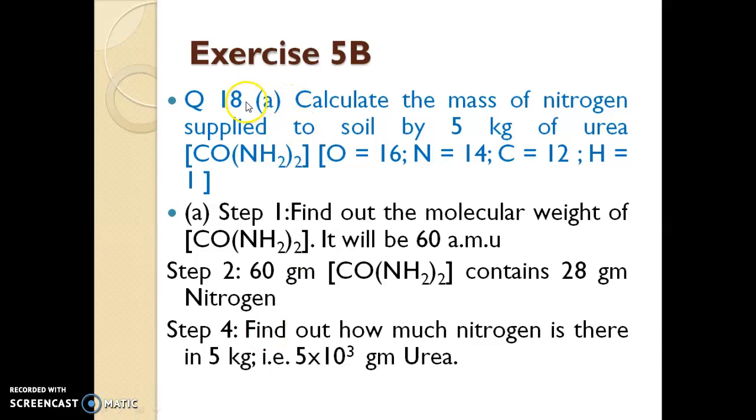Now if you go to question 18: calculate the mass of nitrogen supplied to soil by 5 kg of urea. What do you do? Find out the molecular weight, which will be 60. Now 60 gram contains how many gram of nitrogen? Find out. So how do you find out? From this relation, 2 nitrogens are present, so 2 into 14 is equal to 28. So now find out how much nitrogen will be present in 5 kg, that is, in 5 into 10 to the power 3 grams of it.